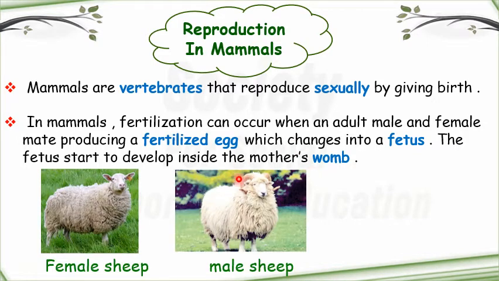So, if we look here, we have a female sheep and a male sheep. After the mating, تزاوج, of the female and the male sheep, we will obtain a fertilized egg. This fertilized egg changes into a fetus. Okay, so this fetus, هذا الجنين, develops inside the mother's womb. يعني mother's womb هو الأحشاء، هو الرحم الأم.